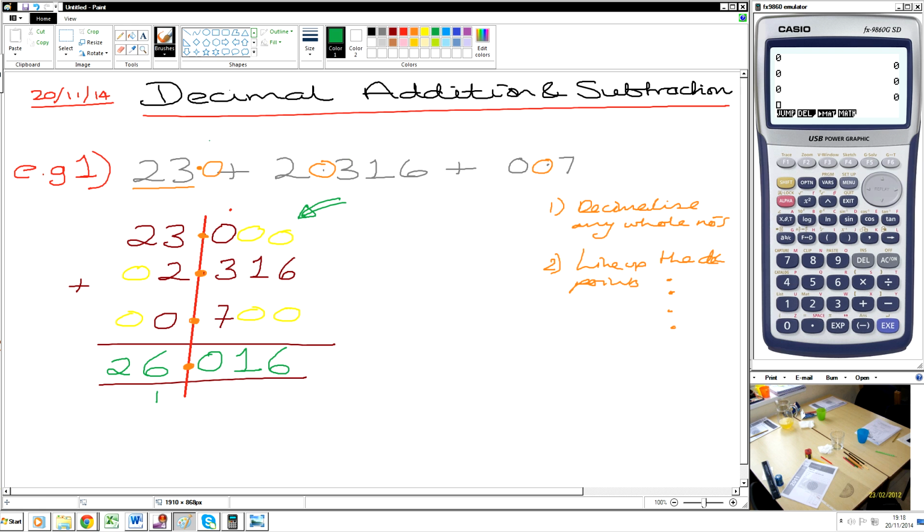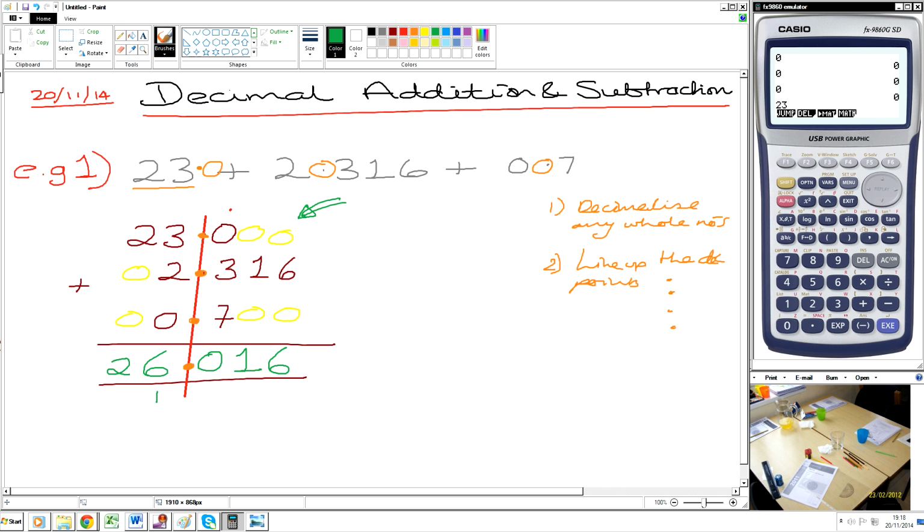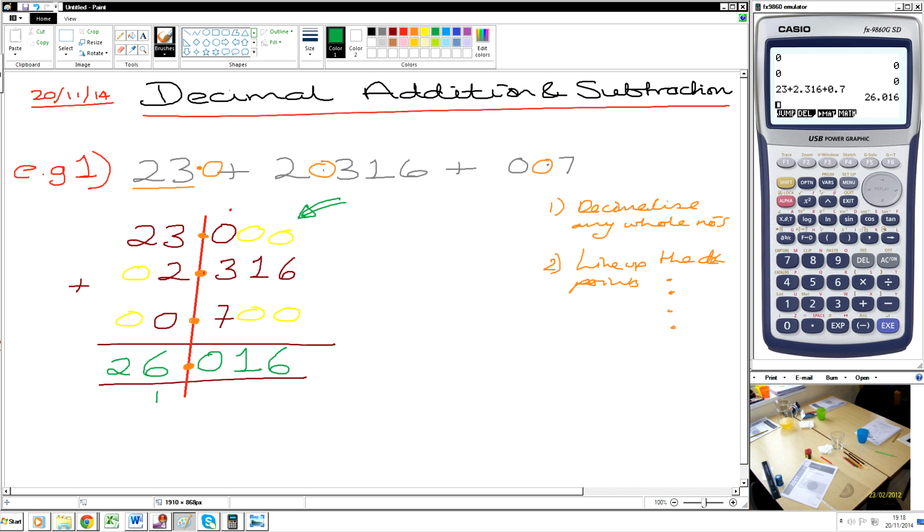Now, to check that we've done this calculation correctly, we're going to use the calculator to put in the original values without all the extra decimal points. So watch on the calculator: 23 add 2.316 add 0.7. That gives an answer of 26.016, which is absolutely correct.